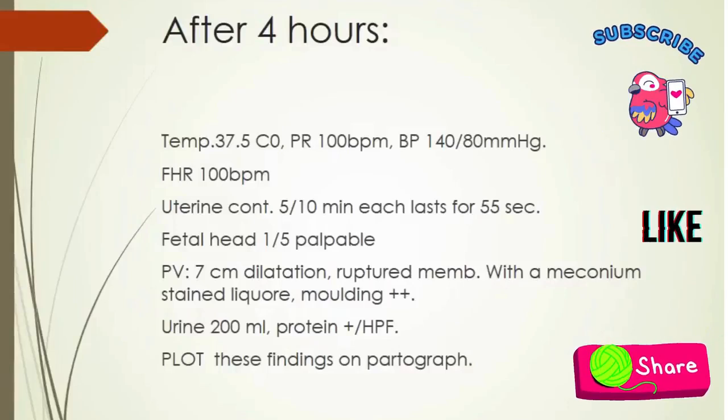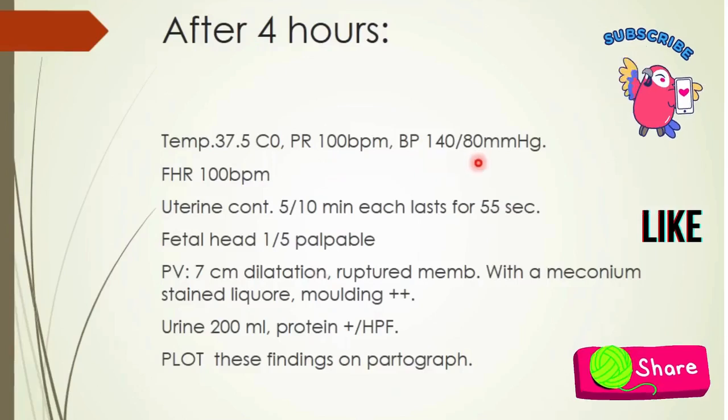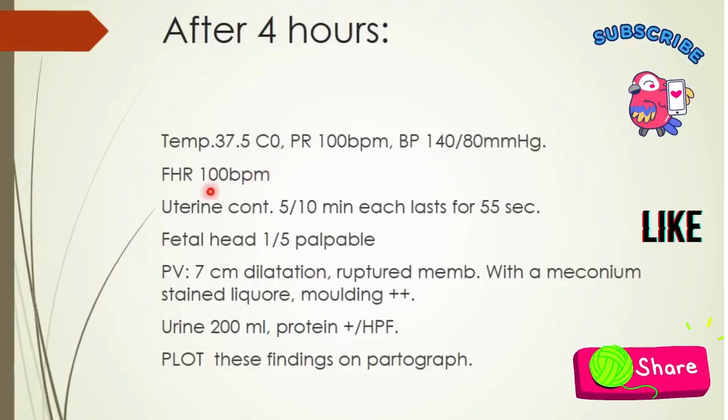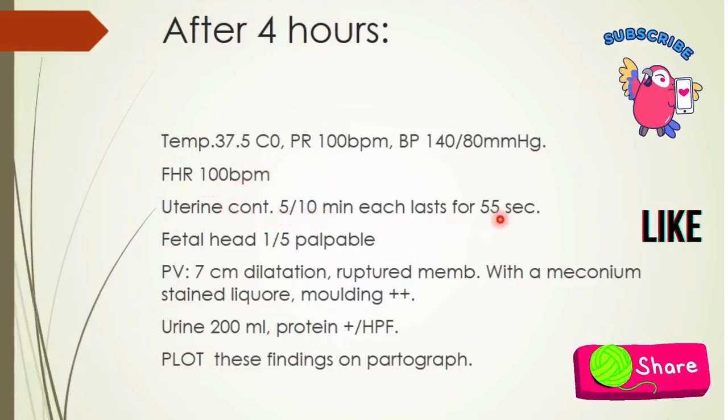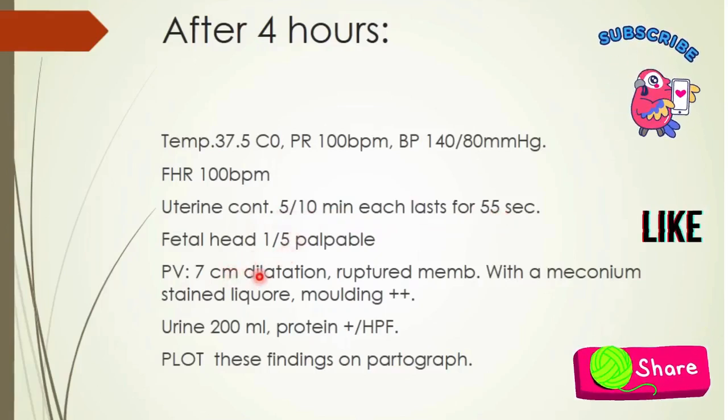For the same patient, after another 4 hours, temperature 37.5, pulse rate 100 beats per minute, blood pressure 140/80 millimeter mercury, fetal heart rate 100 beats per minute, uterine contractions 5 in 10 minutes, each lasts for 55 seconds, fetal head 1/5 palpable, PV 7 cm dilatation, ruptured membrane with meconium stained liquor, molding 2 pluses. Urine volume 200 ml, protein 1 plus. Plot these findings on the partograph.